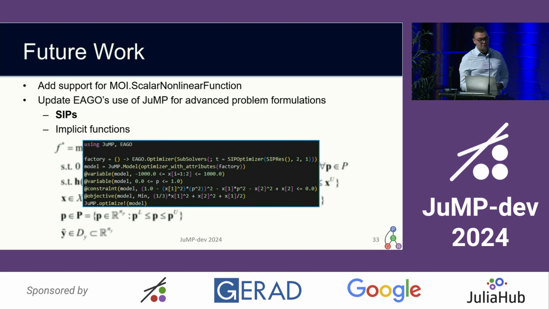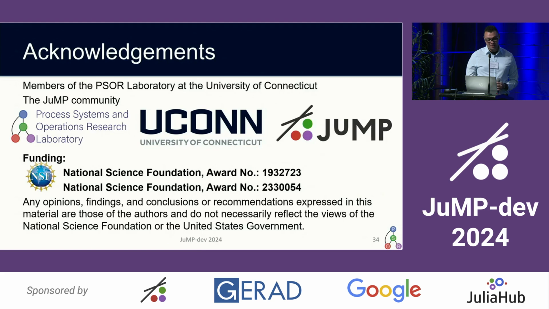But what we really want is for users to be able to just create a JuMP model, say they're solving an SIP, and then it'll still do the same routines that it needs to. So these are the things we're working on moving forward. Hopefully it wasn't too confusing. Yeah, you should try out EAGO. Let me know if you have any problems.